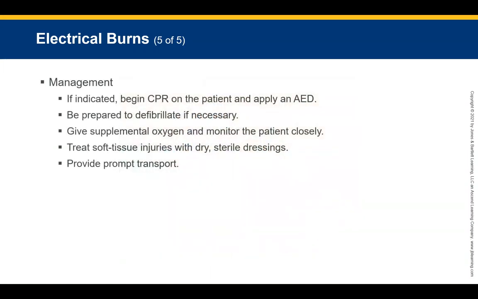So when we go to take care of these, the best thing that we can do is stop the electrical current. Do our best to shut the power off and/or remove the patient from the source. Electrical current can cross the chest and cause cardiac arrest or any type of arrhythmia. If we have to start CPR, start CPR. We can shock them too with more electricity.